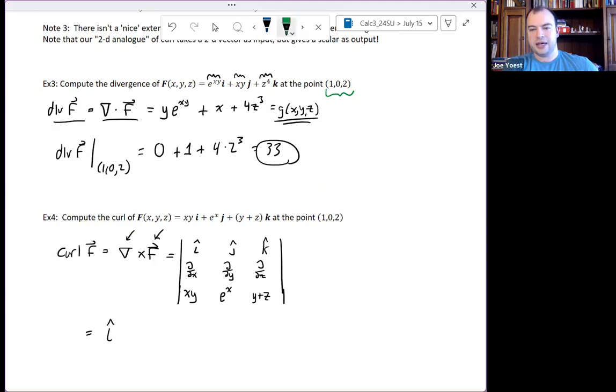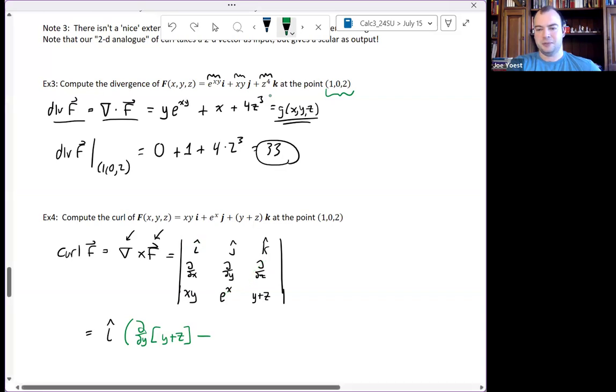All right, so here we have i hat times. What would we normally do? We would go down this diagonal, multiply these things. But instead of multiplying, I'm just going to apply the differential operator to the function. I'm going to take partial with respect to y of y plus z. Then I will do minus, taking i hat and going the other direction. With two standard vectors, I would multiply these, but here I'm thinking of applying a differential operator to a function. I apply d dz to e to the x.